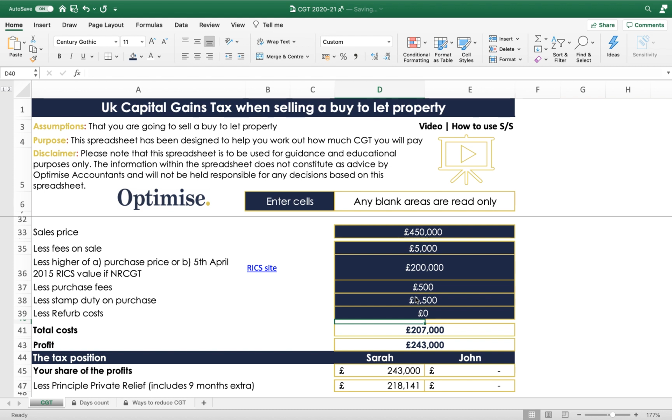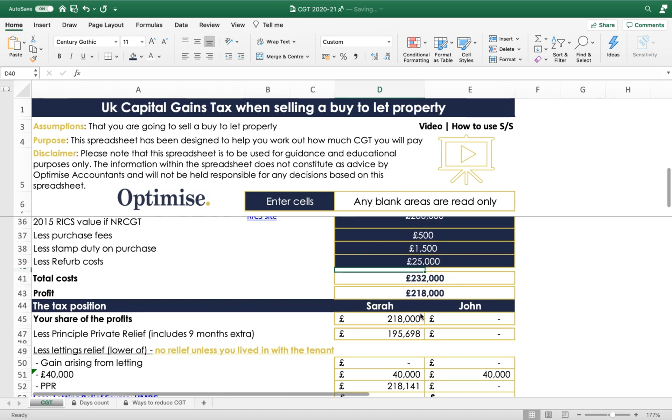So if you put in an extra bedroom, or indeed you extended the living room space, bedroom space, whatever else, then those costs would be capital in nature anyway. So that number would go in here. And actually, we'll just put in £25,000, because that will reduce our taxable gain. Now, what will happen is it will give us the total costs of buying and refurbing the property. We've also got now the taxable profit of £218,000.